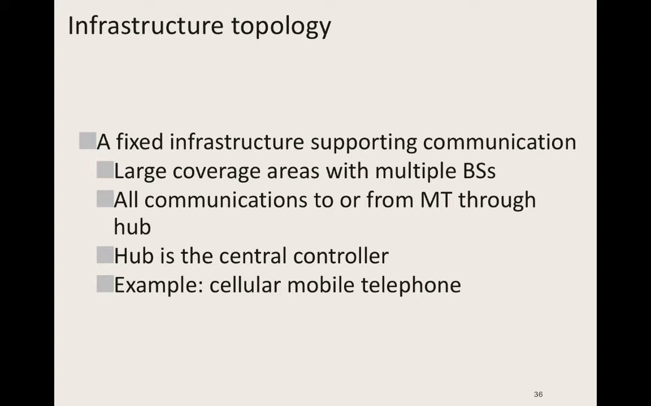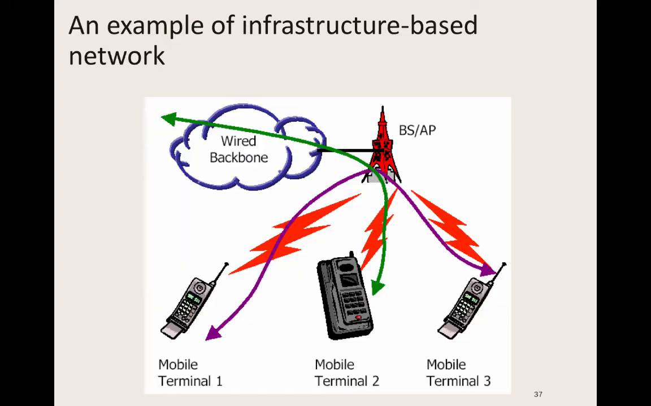Infrastructure topology has a fixed infrastructure supporting the communication. There is a large coverage area with multiple base stations. All communication from mobile terminals goes through a hub, and the hub is the central controller. An example of this topology for wireless is the cellular mobile network. And that's a picture of an infrastructure-based network.